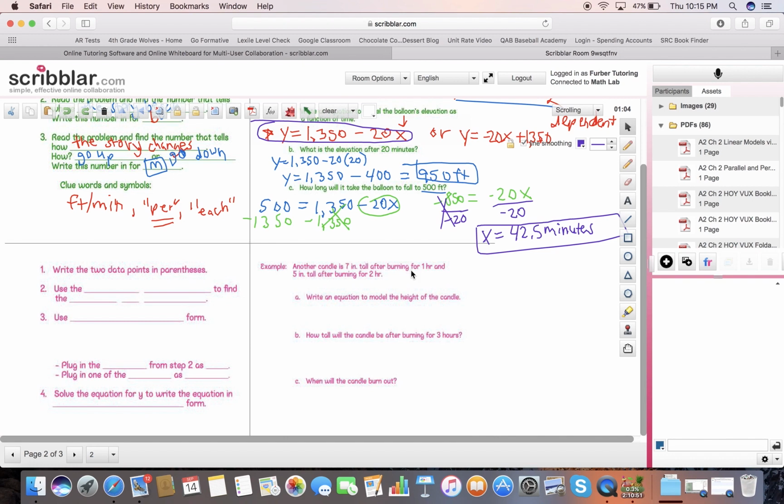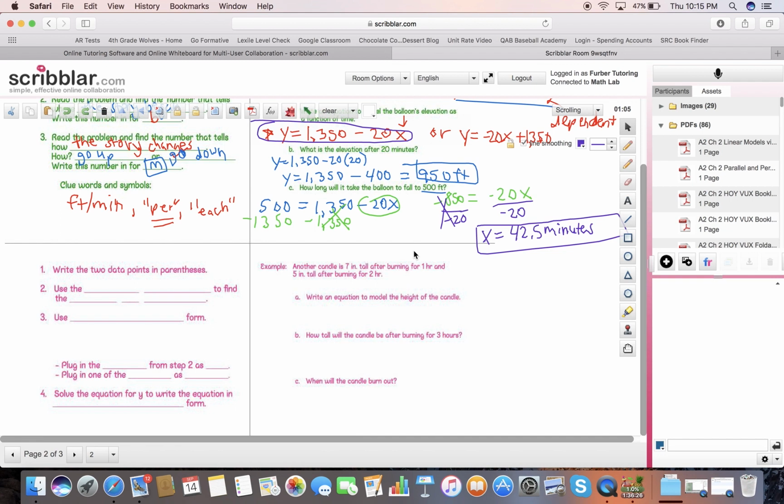What you have been given here, and this is very important, is that none of these numbers are a starting point, and none of these numbers are the rate of change. You don't see the words per or each, or feet per minute, or inches per hour. So we've not been given the rate of change. We also are not told what the candle started out as before we ever started burning it. So we have no starting point, and we have no rate of change, no slope. So what is it that we have here?